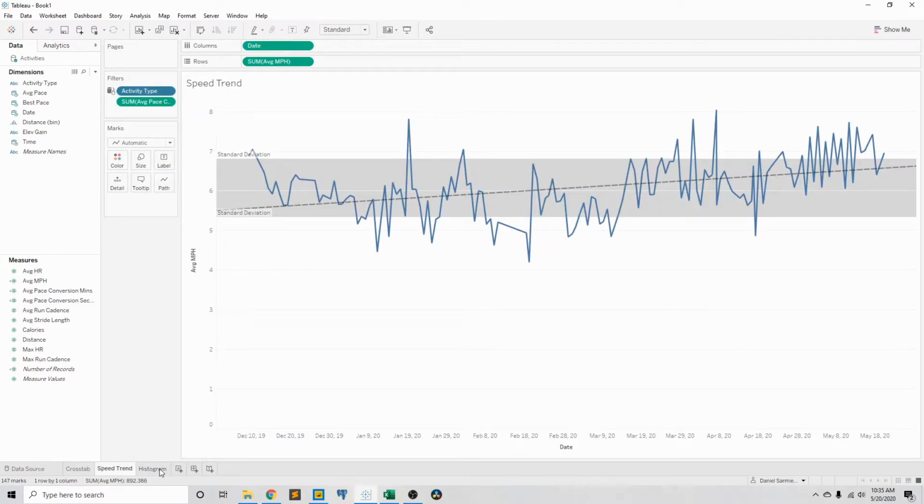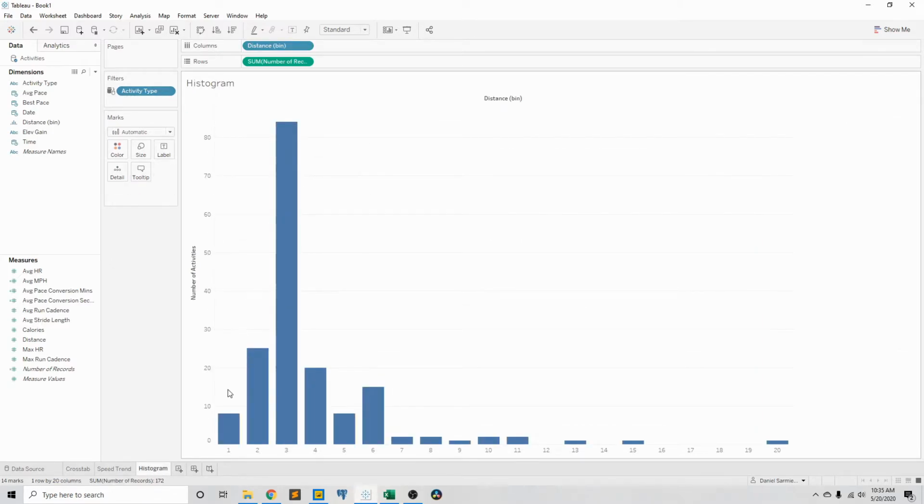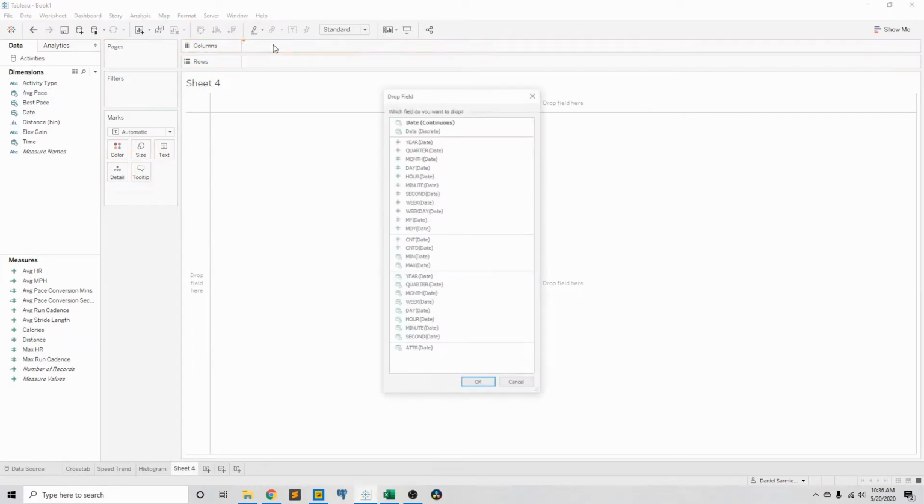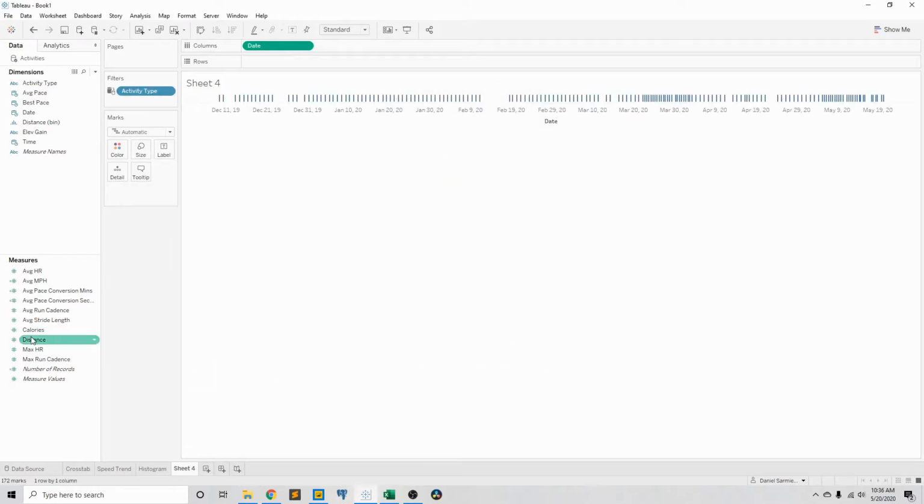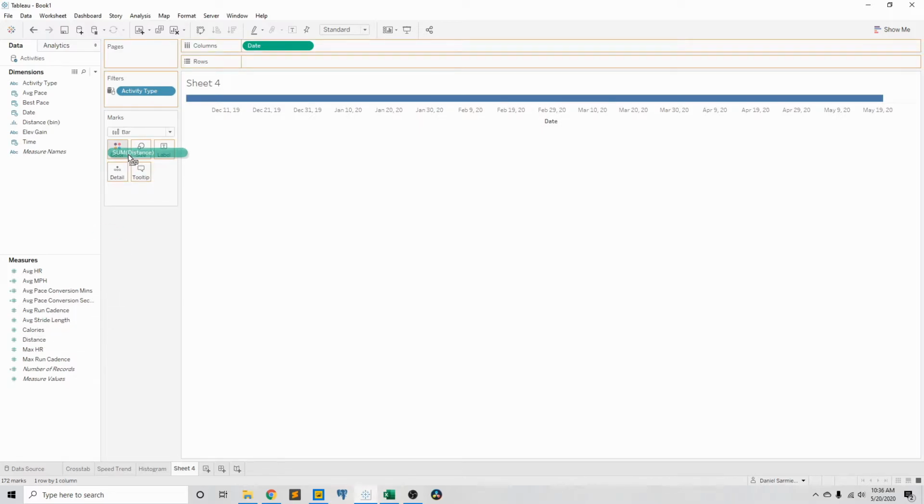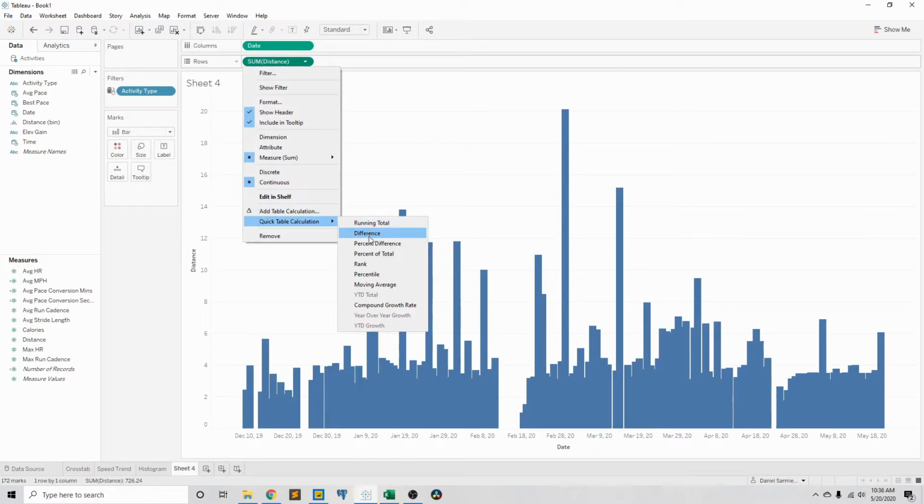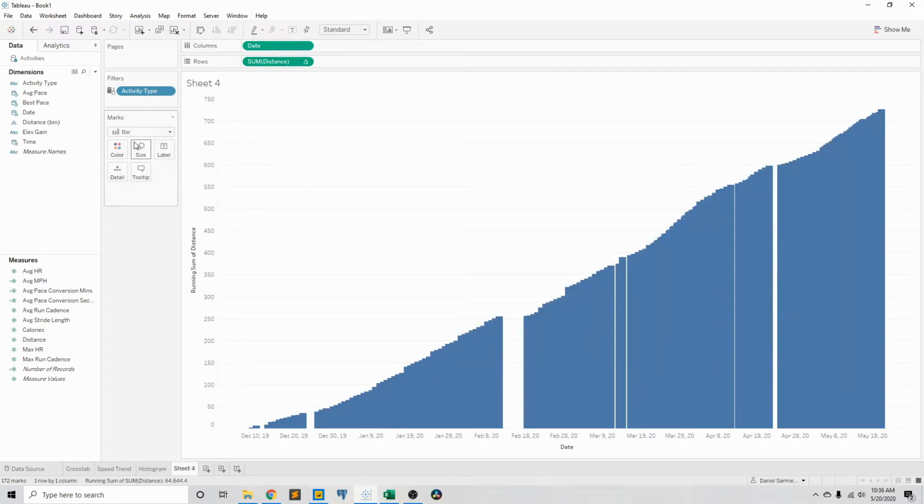And now that I see I've gotten faster and I see that I run a lot, let's see how far it has taken me. Let's look at a bar chart for the distance that I've traveled over time. I want to see the cumulative difference, the running total. Running total, you get it?